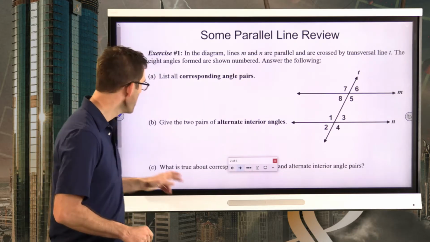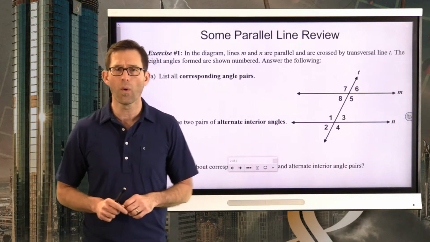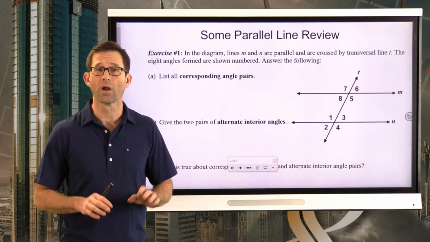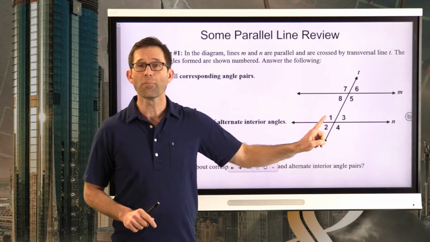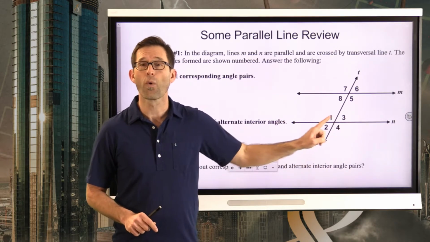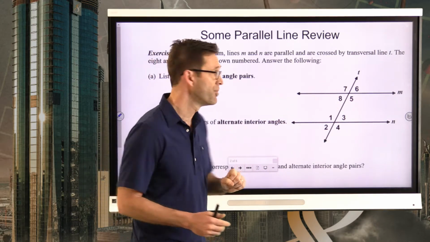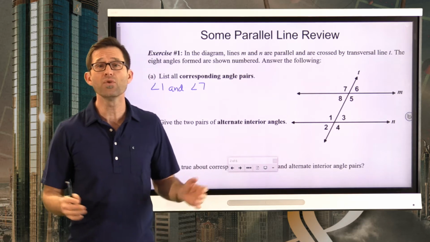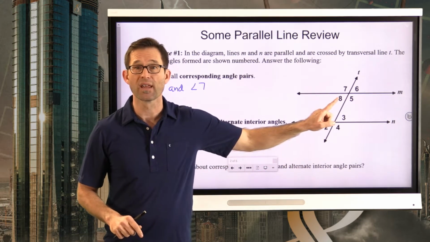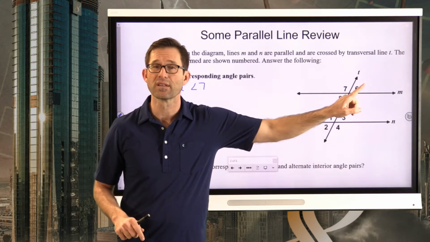All right, let's do it. Keep in mind that by corresponding angle pairs, we mean two angles that show up in the same relative position on the two lines. For example, angle 1 is in the upper left-hand corner of these four angles. What angle is in the upper left-hand corner here? That would be angle 7. So angle 1 and angle 7 are a corresponding angle pair. And we can do this with all of them. Angle 2 corresponds to angle 8, angle 4 corresponds to angle 5, and angle 3 corresponds to angle 6.